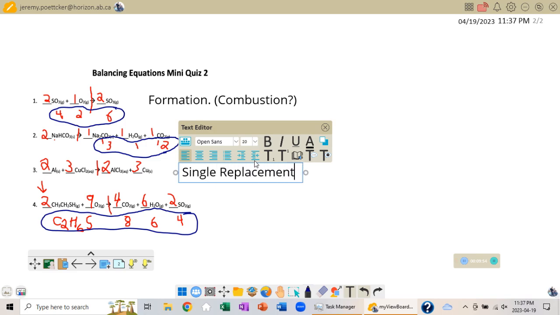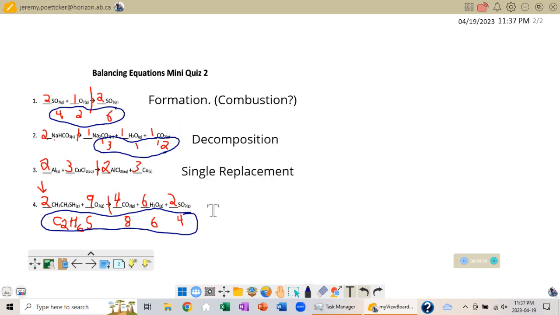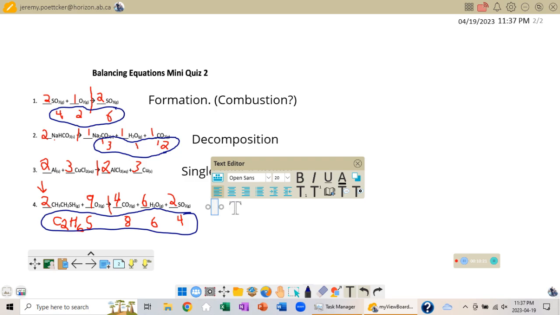And the very last one here, I already said this one, but we're taking something with carbon and hydrogen, which makes it a hydrocarbon. Even though there is sulfur there as well, it could have nitrogen, it could have phosphorus. I'm combining it with oxygen and making carbon dioxide, water as a gas or vapor, and then I've got the sulfur. It's got to combine with oxygen as well, make sulfur dioxide. This is definitely hydrocarbon combustion.